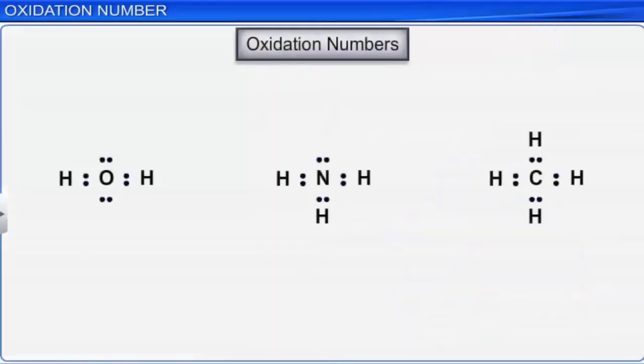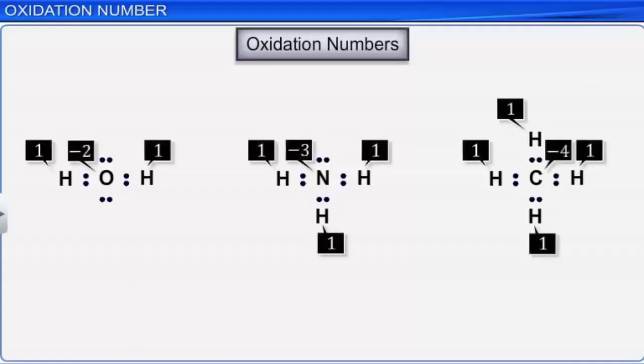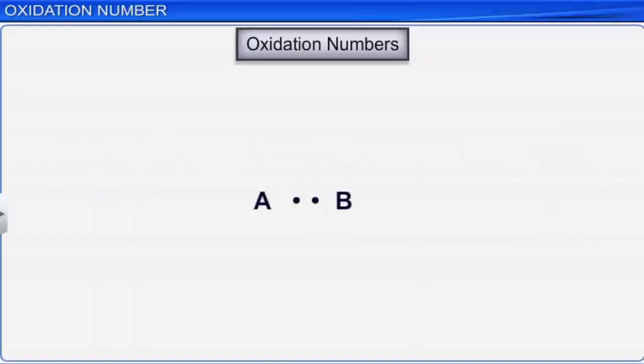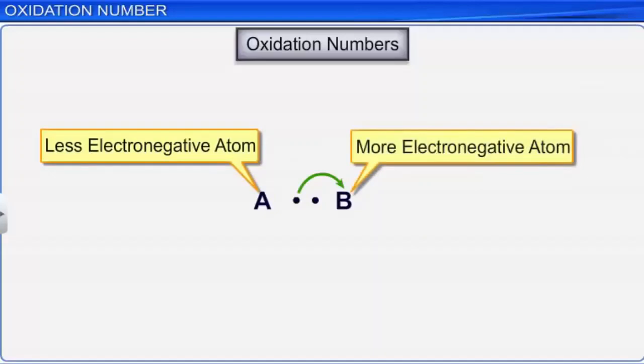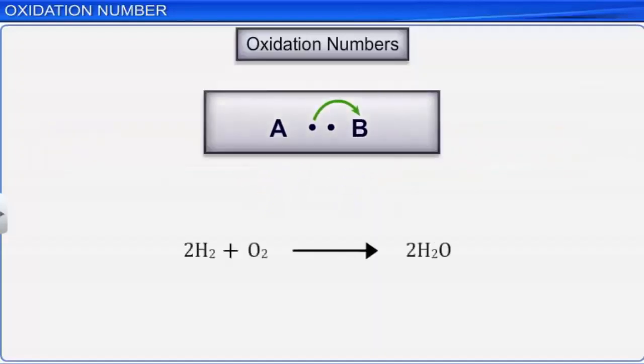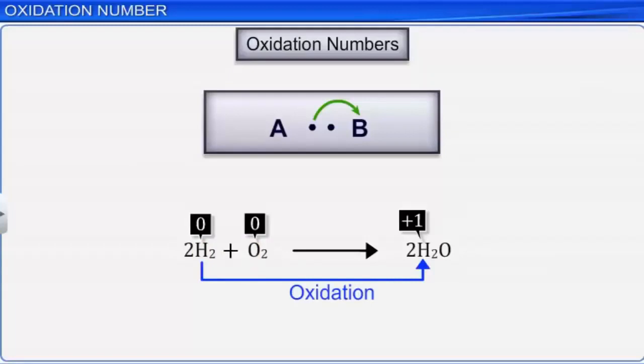In order to track the electron shifts occurring in covalent compounds, scientists came up with the concept of oxidation number. The oxidation number method always assumes that there is a complete transfer of electrons from a less electronegative atom to a more electronegative atom. For example, in the formation of a water molecule, it is assumed that there is electron transfer from hydrogen atom to oxygen atom, and hence hydrogen gets oxidized and oxygen gets reduced.